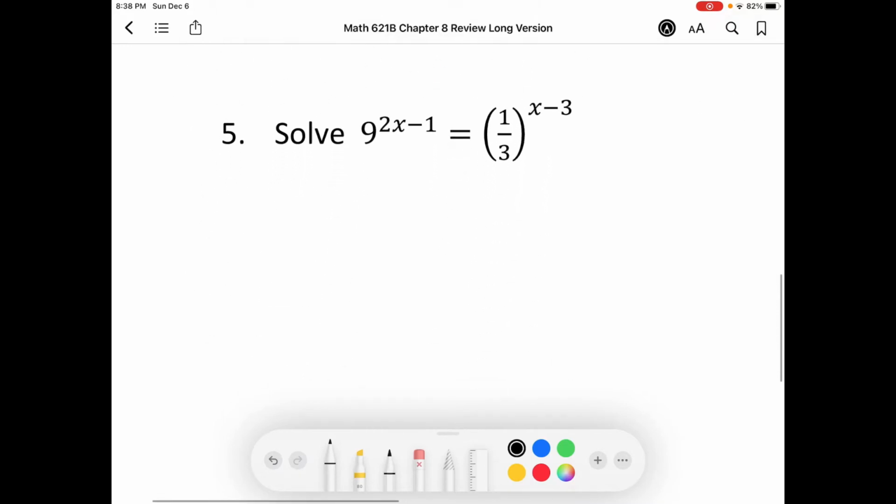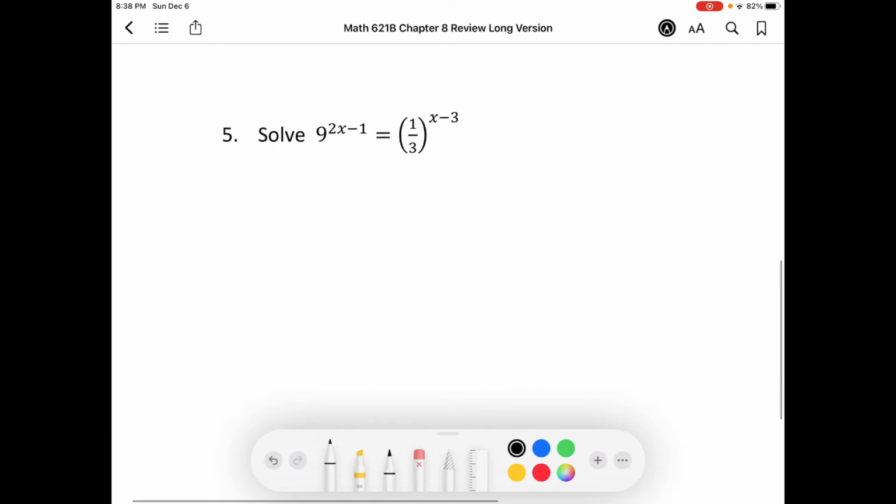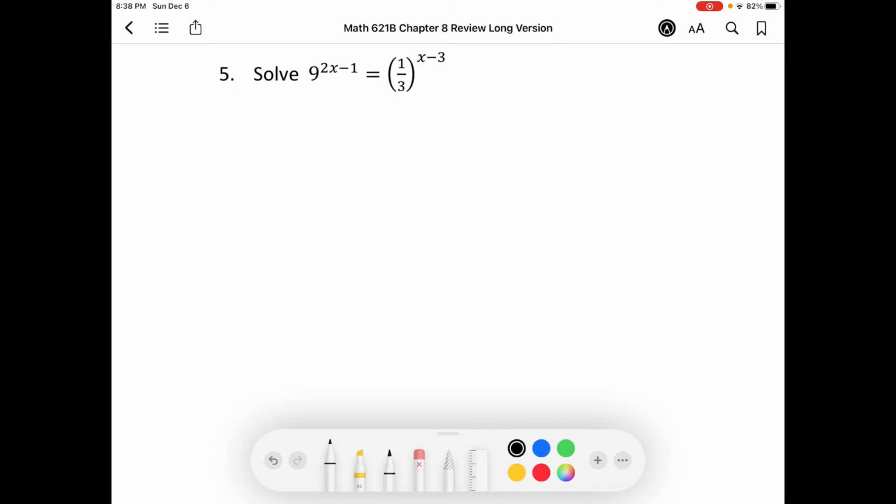Last question here. We're asked to do an exponential equation, but we don't have logarithms to play with. So let's take a look at what we could do here. If you don't have logs, you can look for a common base. And when I see the numbers 9 and 1/3, I think about the number 3 as a common base.